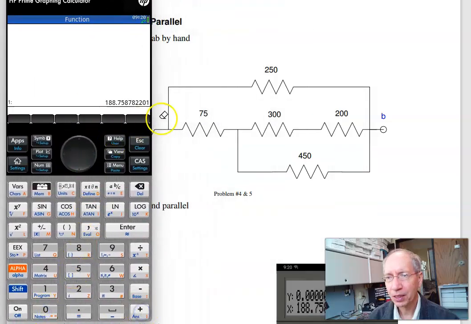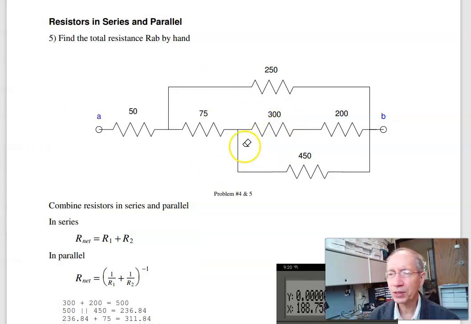50 plus. Total is 188 ohms. So that's using RPN on these circuits. I highly recommend HP calculators on tests. In my opinion, they're worth 10 points.